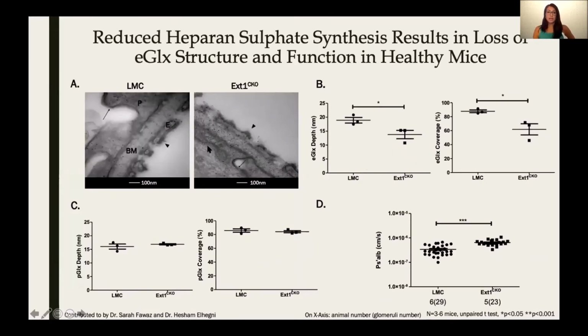Okay, so now looking at the glycocalyx in these animals, again, we have glomerular filtration barrier images. You can see the glycocalyx here nicely on the littermate control, and then EXT1. Quantifying these images, I found again that there was a significant reduction in E-glycocalyx depth and coverage in the EXT1 knockout mice. And again, podocyte glycocalyx was not affected. Looking at the permeability, I found again that there was a significant increase in glomerular albumin permeability in the EXT1 knockout mice. So this is just another way of showing that heparan sulfate plays an important role in the glycocalyx.